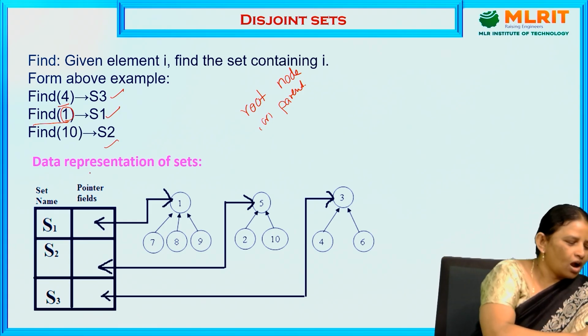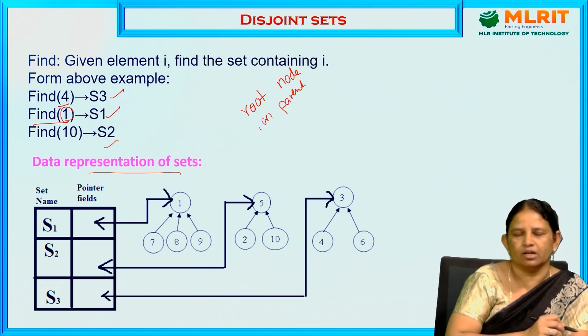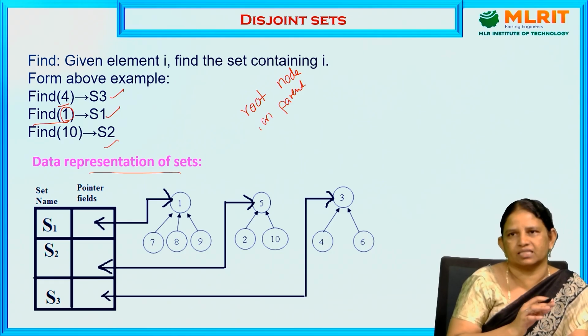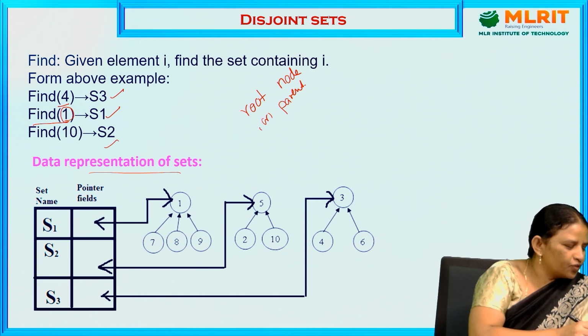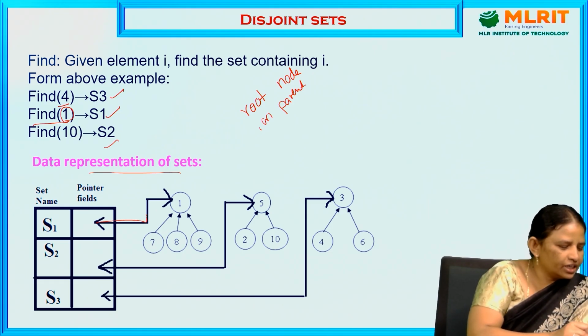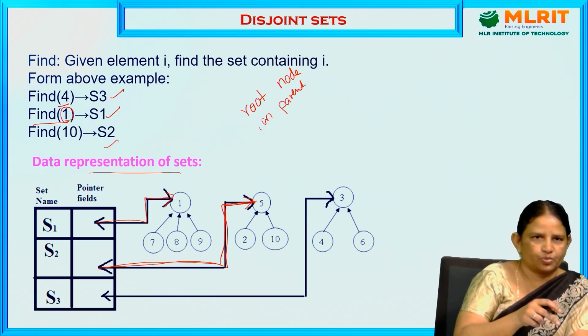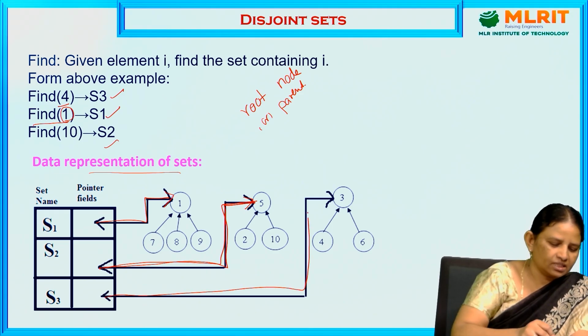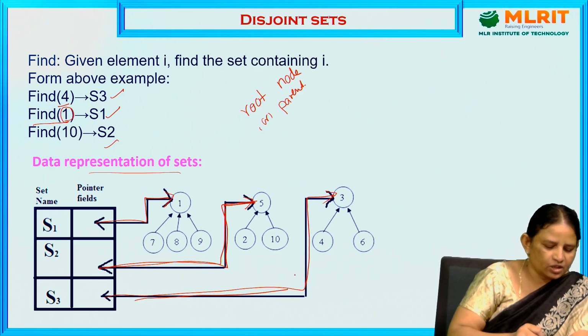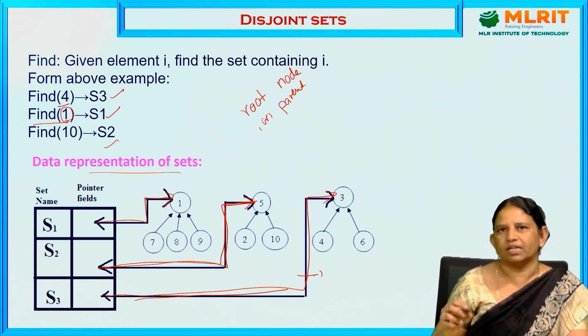Next, how the data will be represented in the case of sets. One format is a linked list structure. It consists of two fields: the first is the name of the set, and the second is which node it is pointing to. S1 is pointing to set number 1, and this is set number 2. We connect the set name with the corresponding tree structure by using a pointer field. The pointer field gives the location where the particular tree structure is present, whereas S3 is present in this tree structure. So this is called a pointer that gives the location where the particular set is present.